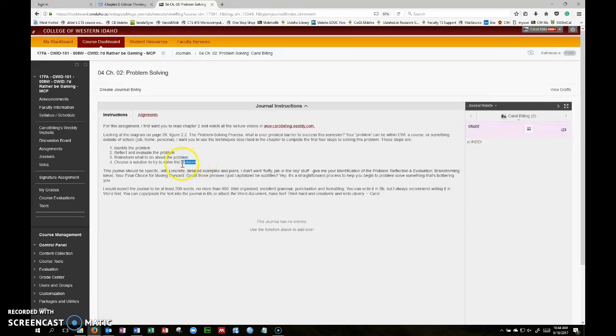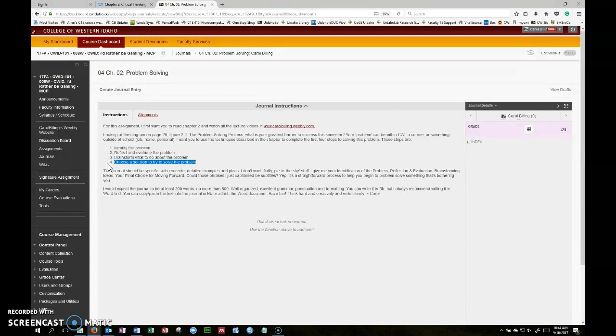And then give me actual steps you're going to take to overcome the issue or solve the problem. So this journal should be at least 4 paragraphs. Each one of these should be a 3 to 5 sentence paragraph. Identify a problem that you're currently being faced with, reflect and evaluate the problem. What are the weaknesses and strengths that you have to apply to a problem, to fix a problem? Brainstorm my ideas. Give me a couple of different ideas or ways to start handling the problem. And then 4, which is really critical, give me actual steps.